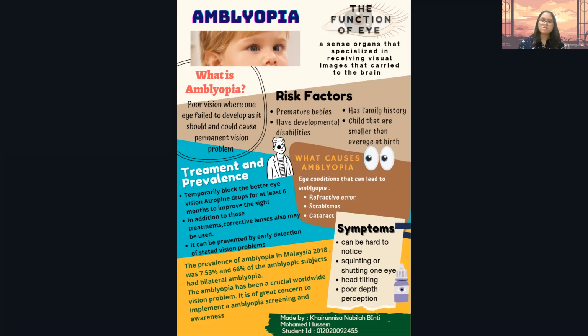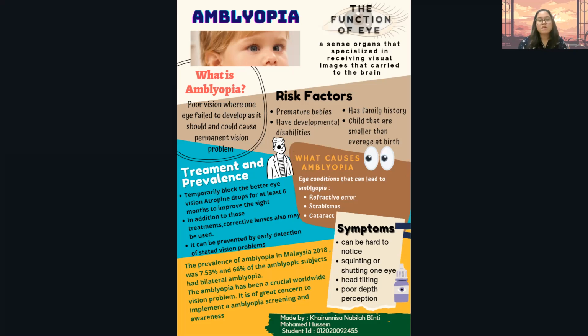So what causes amblyopia? As you can see, I put the eye conditions that can lead to amblyopia: refractive error, strabismus, and cataract. When the eyes do not focus on the same object, this is called strabismus. For example, one eye may point straight, while the other one looks in another direction. Like your one eye is looking in front and your other eye is looking to the left. It's like that.